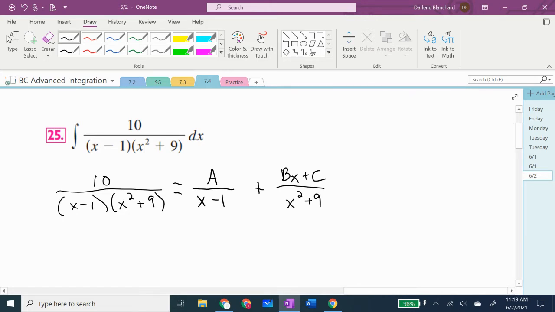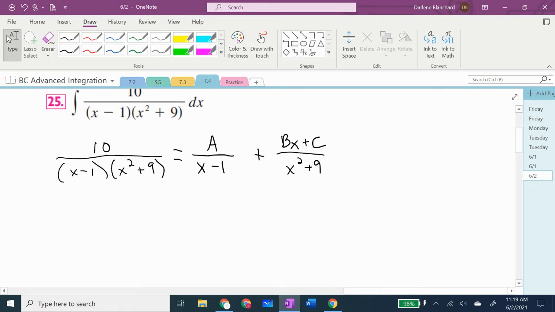I'm going to multiply both sides by the denominator. The left side will turn into a 10. On the right, A needs to be multiplied by x squared plus 9. And then Bx plus C, with a parentheses around it, must be multiplied by x minus 1.